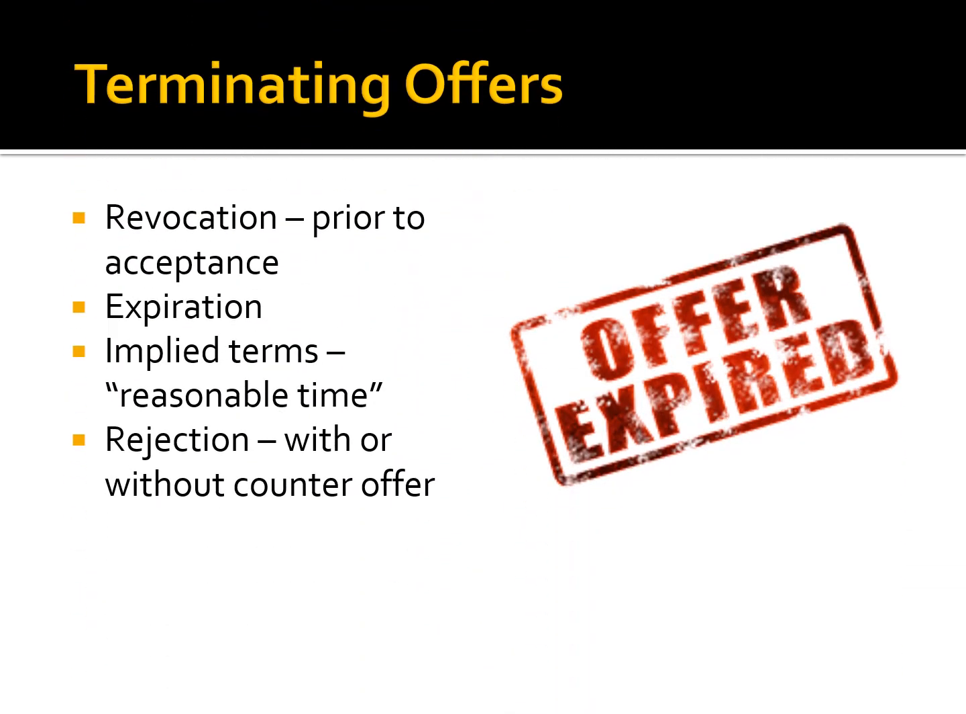There are four main ways to terminate an offer. Revocation refers to pulling an offer before it is accepted. Expiration refers to having a date and time at which, if the offer is not accepted, the offer is terminated. There's also a reasonable time, which is an implied term. If the offer is not accepted within a reasonable time, which may be specific to the contract, then the offer is terminated. And finally, if you offer a contract and the other party rejects the contract, as long as you do not offer a counter offer, that contract is terminated.